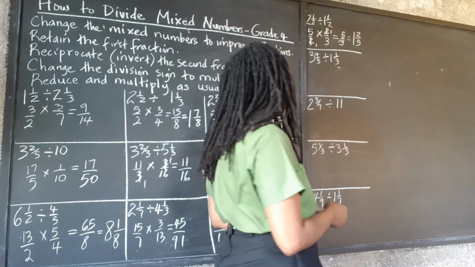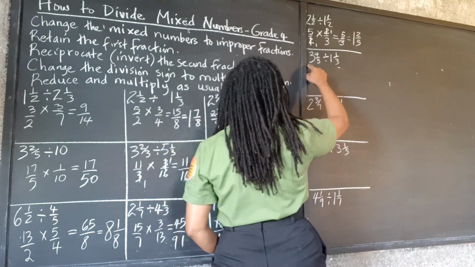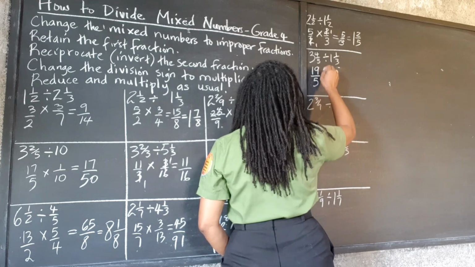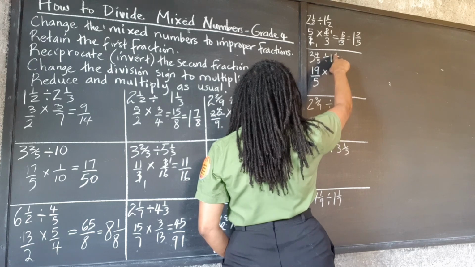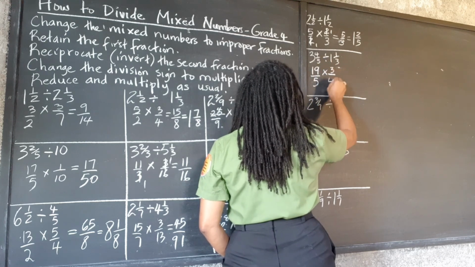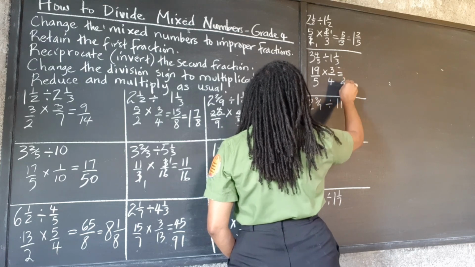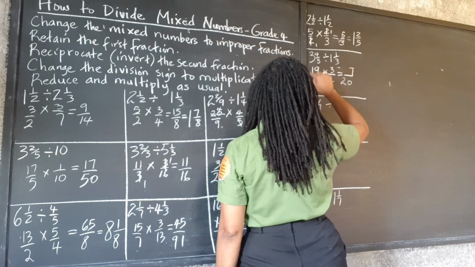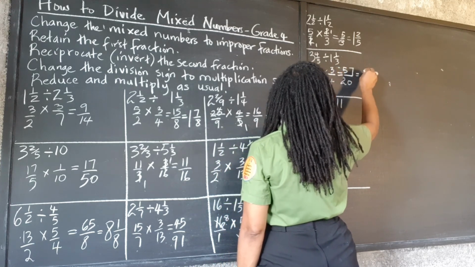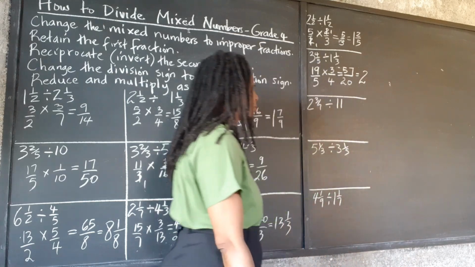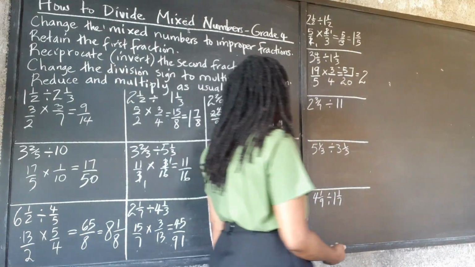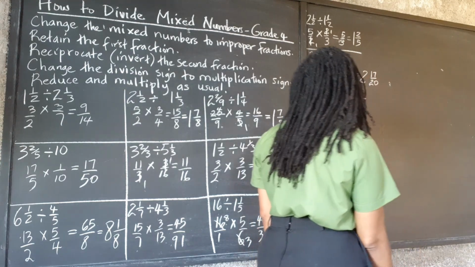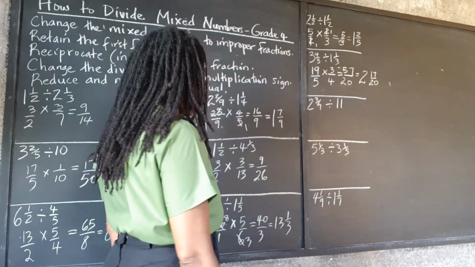3 and 4/5 divided by 1 and 1/3. 5 threes are 15 plus 4, 19 over 5, times 3 ones are 3 and 1, 4 over 3. Reciprocate that, 3 over 4. 5 fours are 20, 19 times 3: 3 nines are 27, 3 ones are 3, and 2 is 57. And we can get 2 twenties out of 57 because 2 twenties are 40. So we have a remainder of 17 over 20, which is in its simplest form. And so that is our final answer.